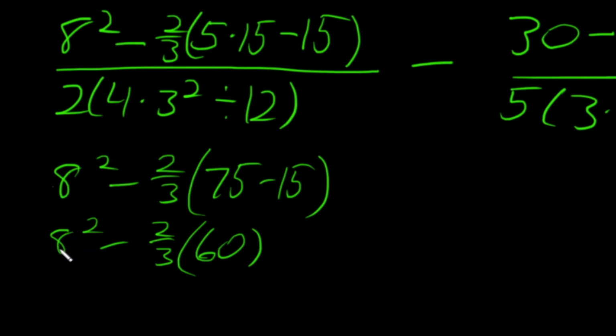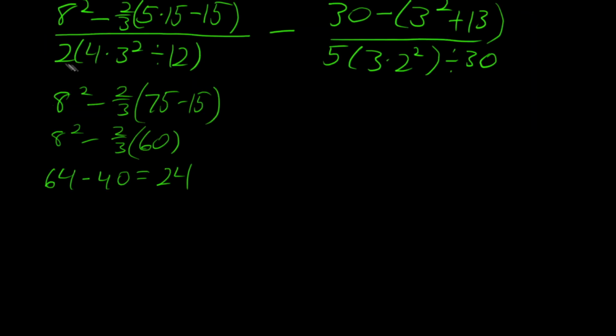At this point, I'm going to go ahead and use the exponent, which you could have done earlier, but I do suggest doing one step at a time. 8 squared is 64 minus, and then we have 2/3 times 60, which is 40. And therefore, the first numerator comes out to 24.